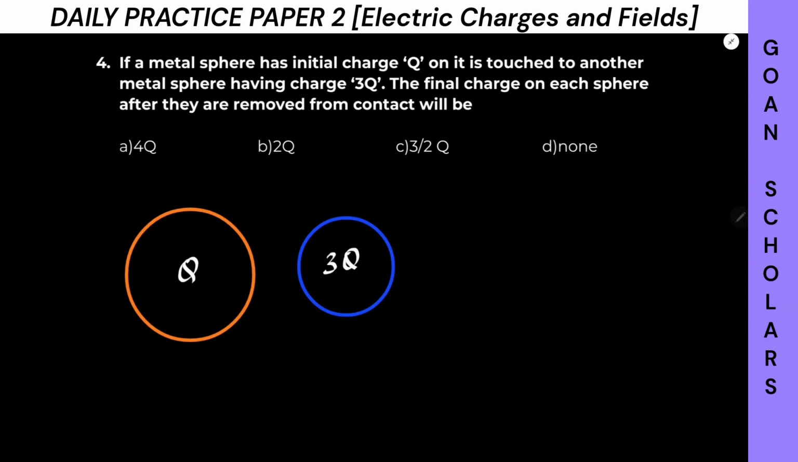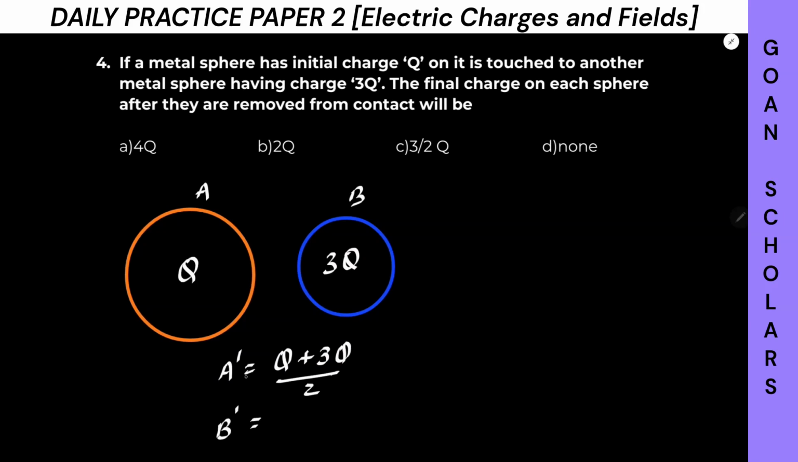Okay, so you are touching the first one and the second one. Initially this is A, this is B. If you are touching A and B, the initial charge on A is Q, and the initial charge on B is 3Q. So the final charge on A, A dash, will be (Q plus 3Q) whole divided by 2.